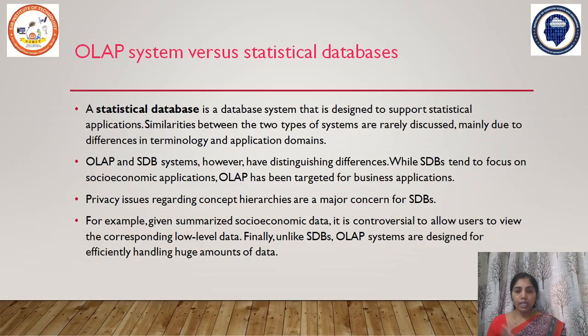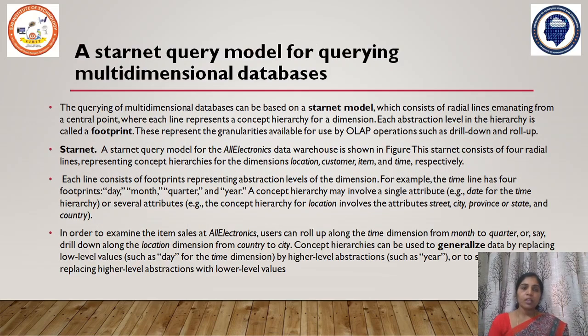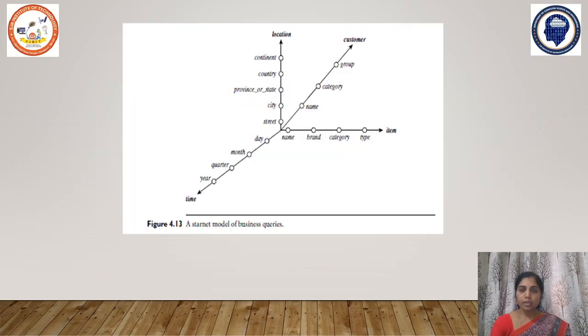Each abstraction level in the hierarchy is called a footprint. These represent the granularities which are available for use by OLAP operations such as drill down and roll up operations. StarNet query model for the AllElectronics data warehouse, which I have shown in the figure. Here, StarNet consists of four radial lines, which represent the concept hierarchies for the dimensions location, customer, item, time, respectively. Each line consists of footprints, representing the abstraction levels of the dimension.